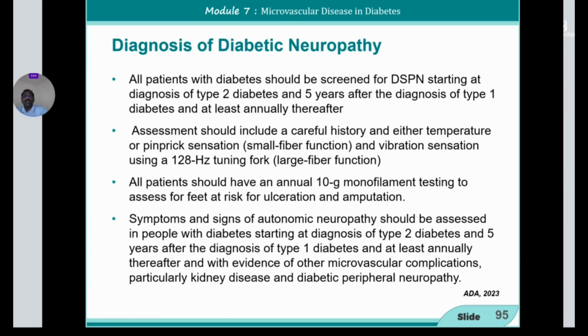Diagnosis of diabetic neuropathy: all patients with diabetes should be screened for distal symmetrical polyneuropathy, starting at the diagnosis of type 2 diabetes and 5 years after the diagnosis of type 1 diabetes, and at least annually thereafter. I told you several times that the complications we have in diabetes may be present even at the time of the diagnosis of type 2 diabetes, because type 2 diabetes presents in an asymptomatic nature. By the time the patient comes to you, it could be a 2 years history or 5 years or 10 years history of diabetes. We don't know the exact duration of the diabetes.